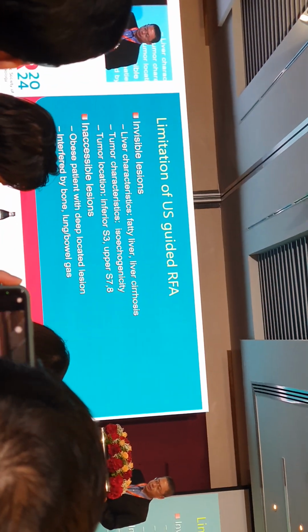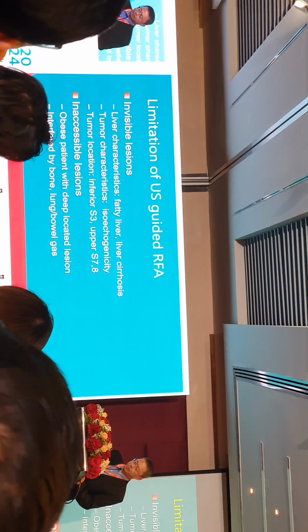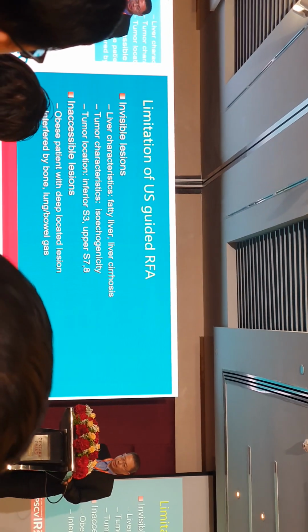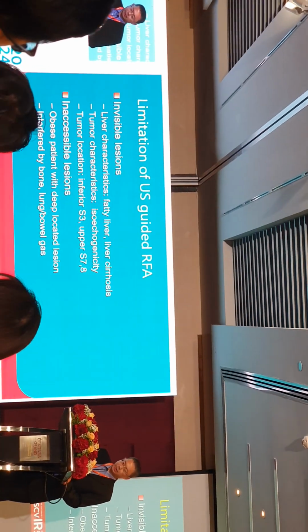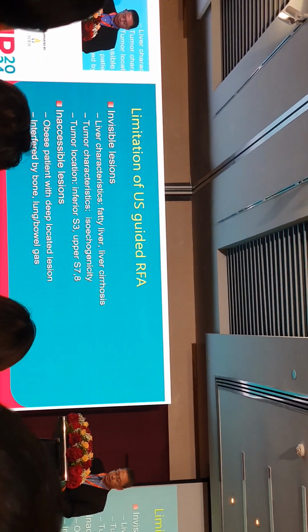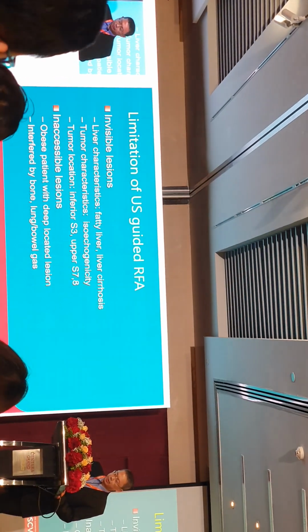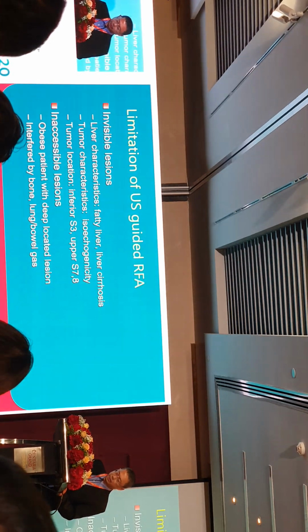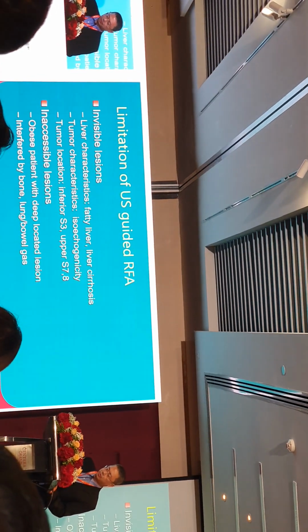For an inferior S3 lesion, it may be masked by bowel gas. For an upper segment 7 or 8 lesion, it may be masked by lung gas. Another limitation is an inaccessible lesion, such as in an obese patient with a deep located lesion. And another is a lesion interfered with by bone, lung, or bowel gas.